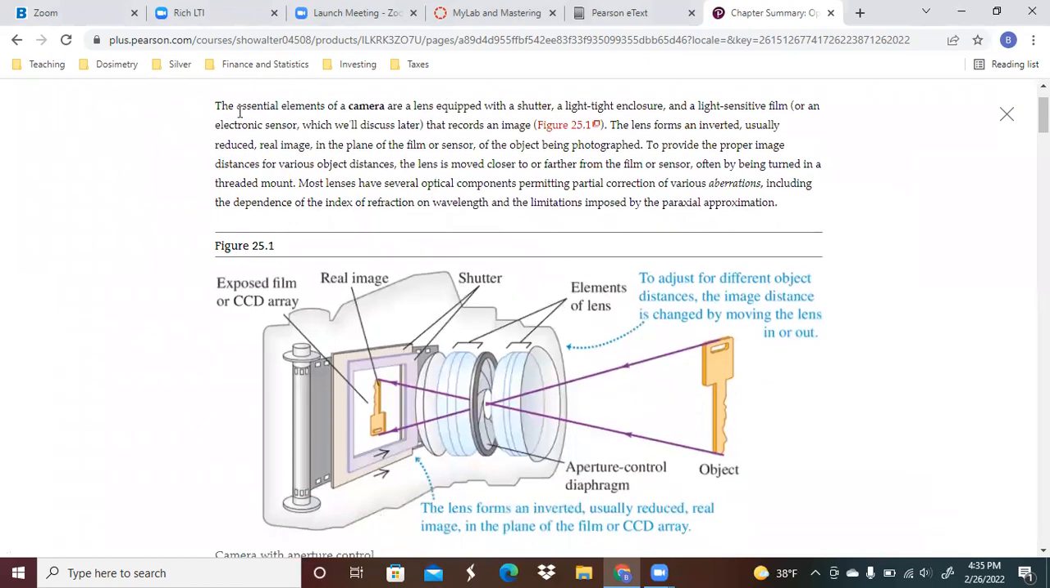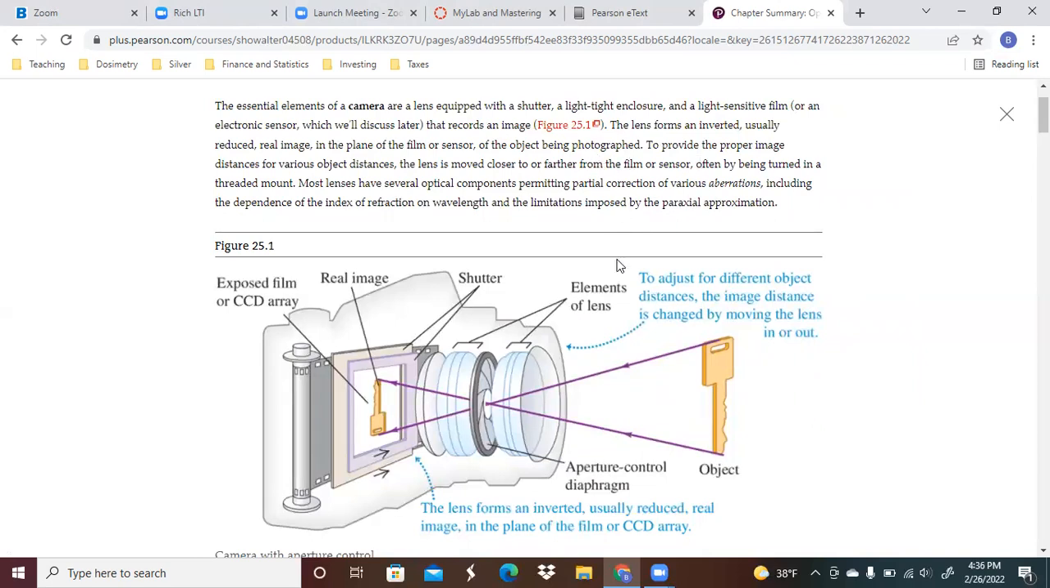All right, so we've got essential elements of the camera. It's going to be the lens, as you might imagine, and it's equipped with a shutter, as well as a light-tight enclosure to control the amount of light that's coming in, and then light-sensitive film or electronic sensor. That's going to record an image, and so the image forms an inverted, usually reduced, real image in the plane of the film or sensor of the object being photographed.